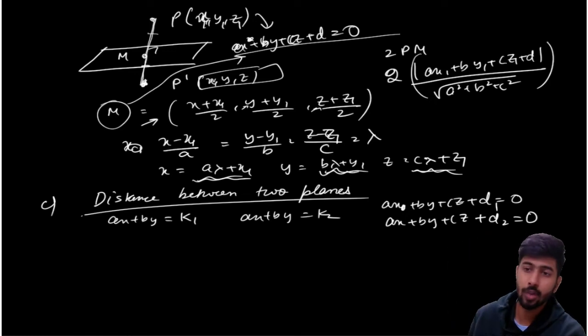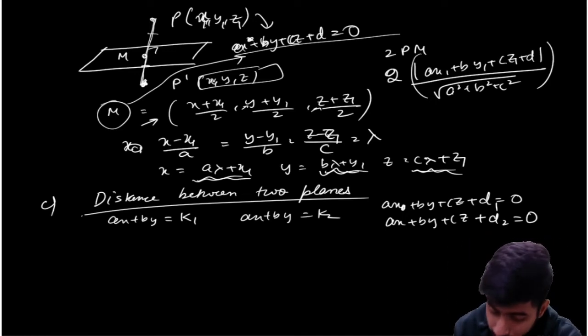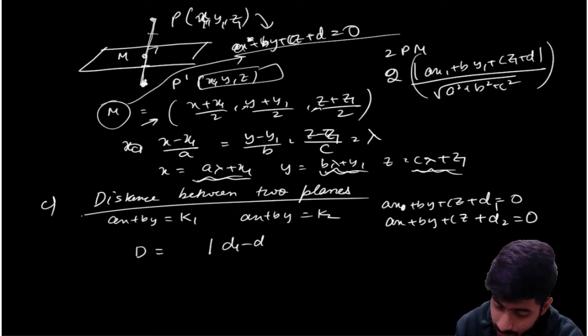So once again, the distance formula for them is very, very simple. The distance between these two planes is the difference of these constants divided by under root a square plus b square plus c square.